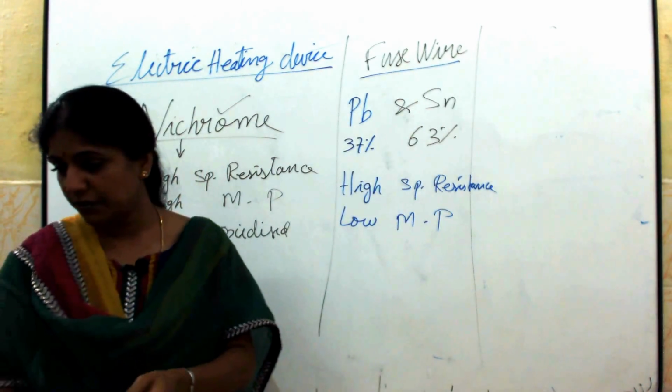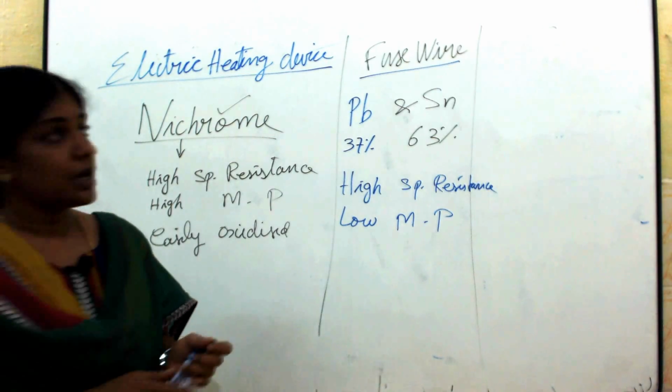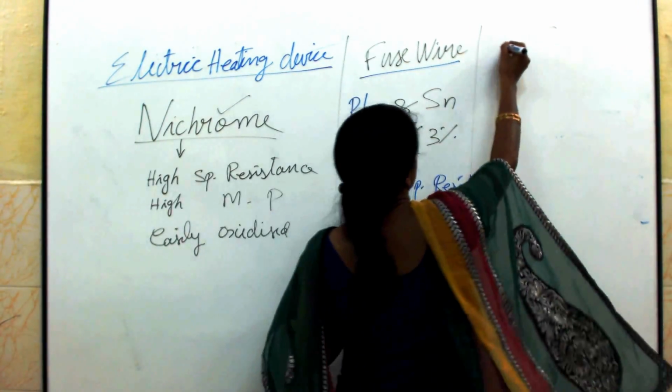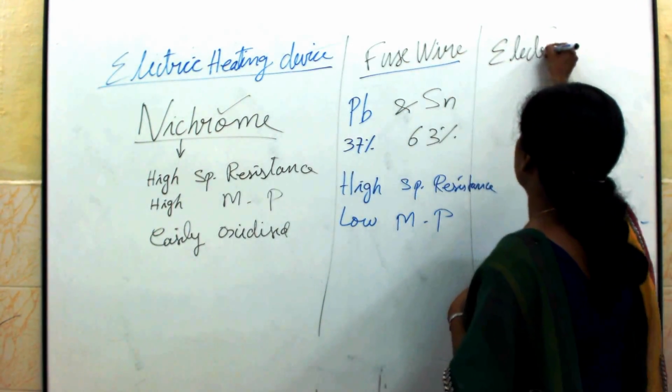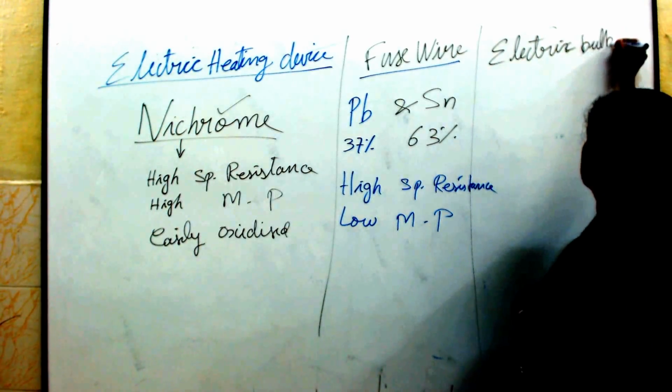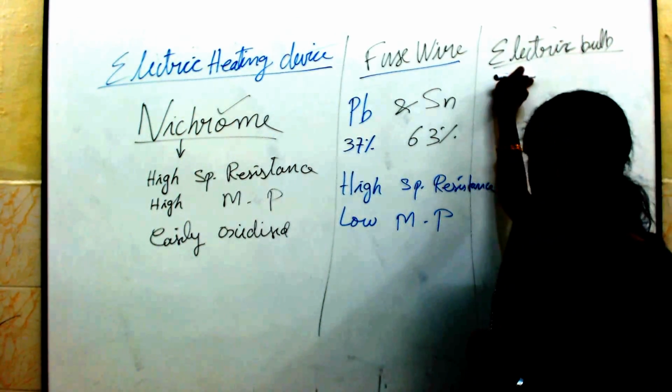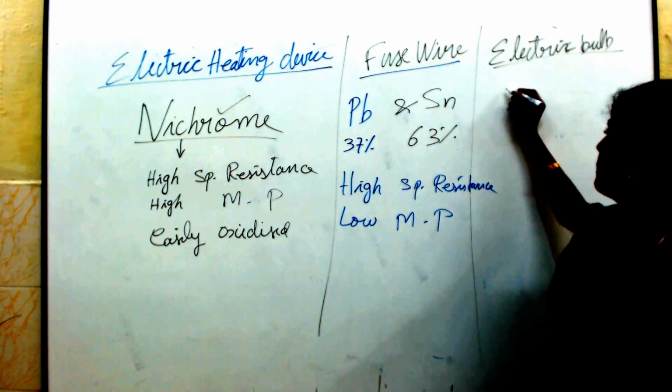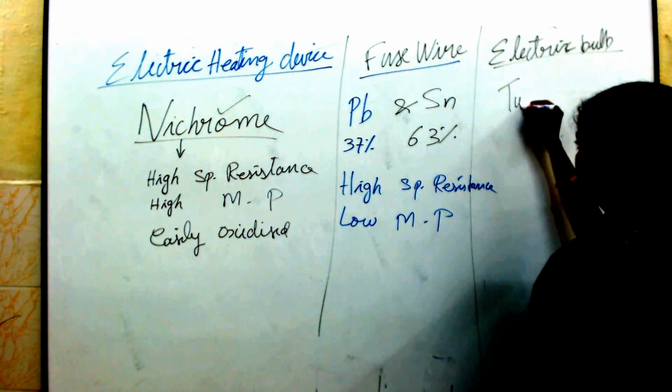And then go for the third one, that is your electric bulb. What is the main use of this electric bulb? Here also we are using the heating effect of current. So can you say what is the property of the tungsten wire?